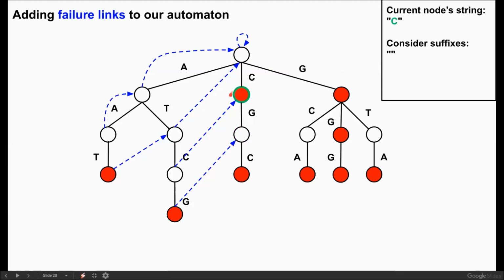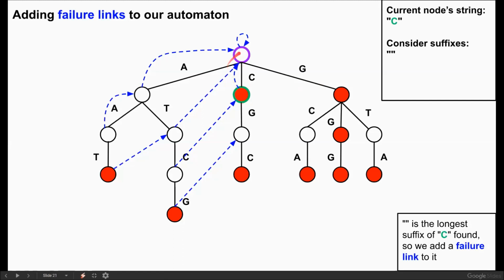Next, let's assess C. The longest and only suffix that exists in the multi-way trie is the empty string, and so we draw a failure link from it to the root node.